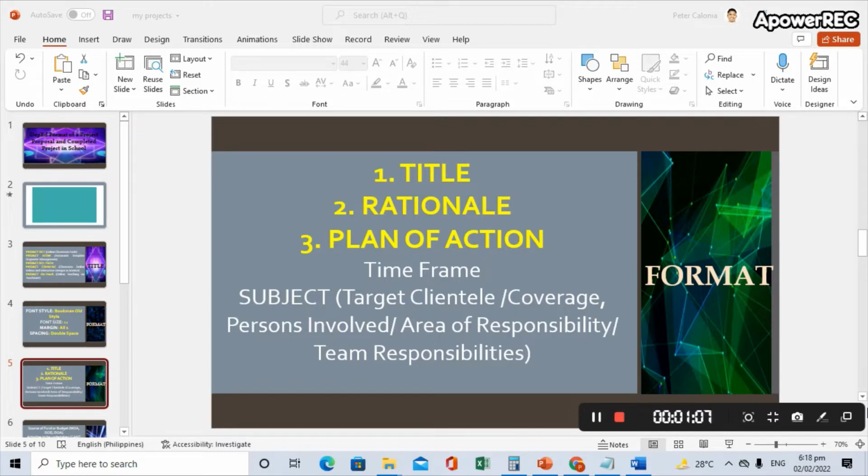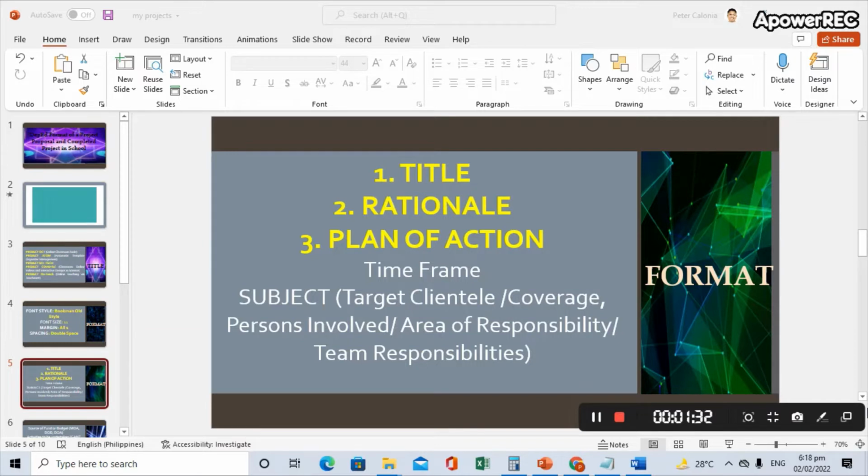And in your rationale also, it's very important that you also include the legal basis. Why do you need to construct or create this project? You may include the memorandum coming from the division office or in your school, or you may also include RA 9155, which is the Governance for Basic Education Act, which strengthens our school-based management that empowers our school.